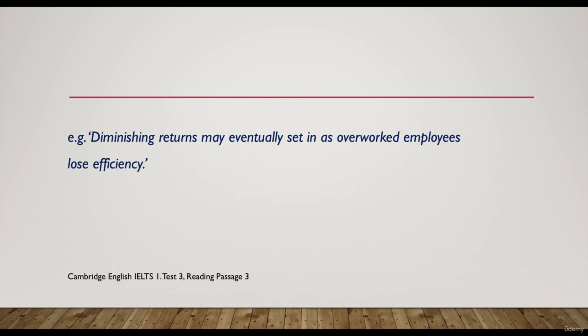And an example sentence from the passage. Diminishing returns may eventually set in as overworked employees lose efficiency. According to this sentence, we have overworked employees. That means employees who work too hard, they work too much, they're tired, and now they're losing efficiency. It means they're taking longer to do some work, and as a result, they lose efficiency. And because it takes them more time to do the same work that they used to do before at a higher speed, the company may receive less income as a result of such a situation. So diminishing returns means less income for companies.